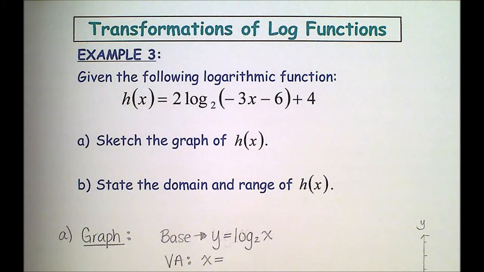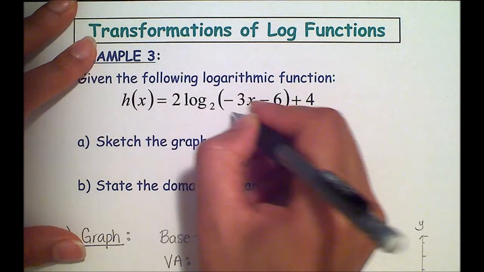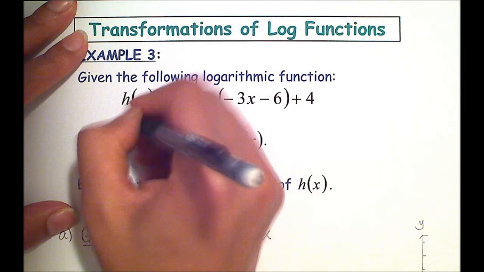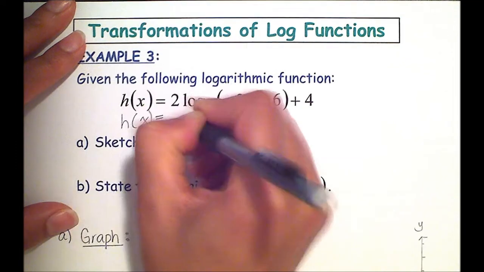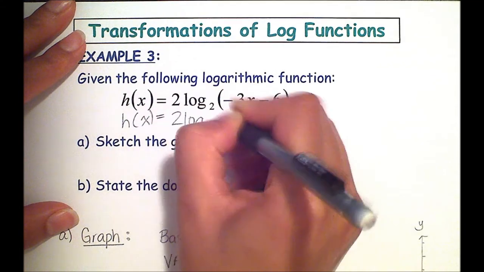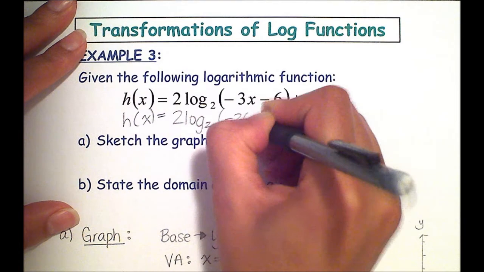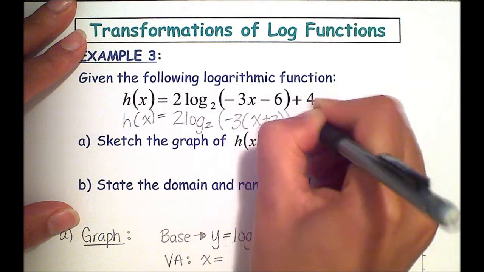Okay, for example 3, we're given the following logarithmic function. h of x equals 2 log base 2 of (negative 3x minus 6), and then plus 4. Part A asks us to sketch a graph of h of x, and part B asks us to state the domain and range of h of x. So before we can actually sketch the graph of h of x, the first thing we need to do is factor out the value of k. So I get h of x equals 2 log base 2 of negative 3 times (x plus 2), and then plus 4.